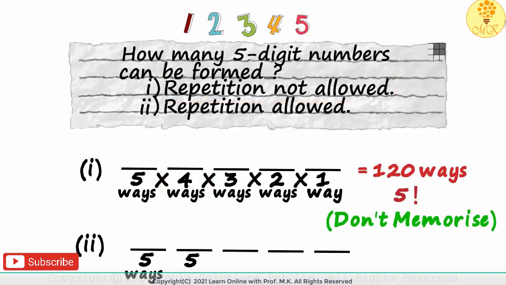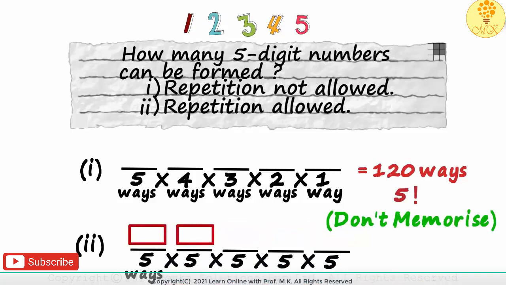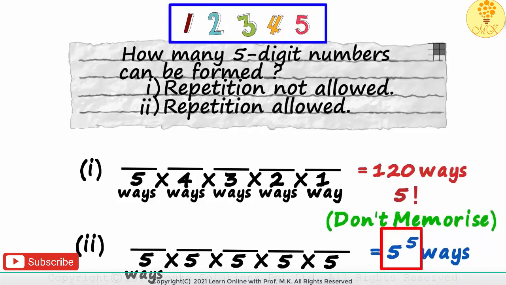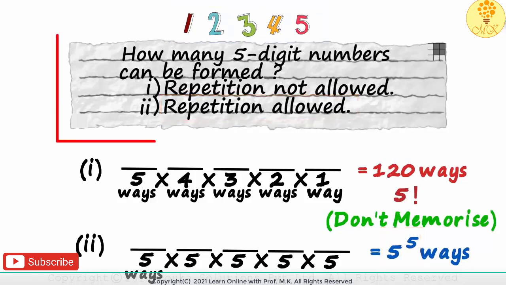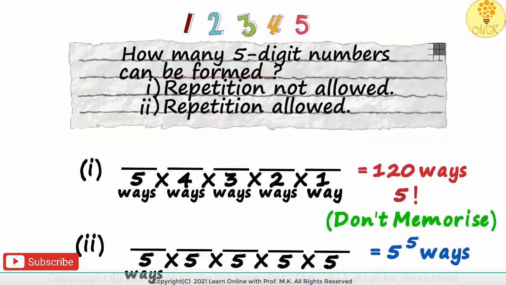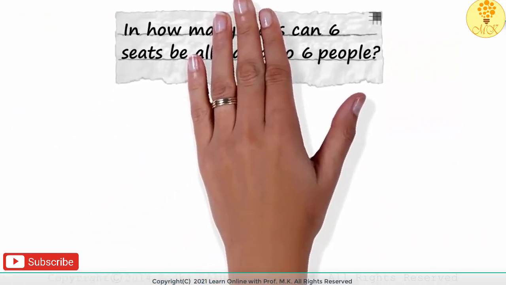In a similar way, the third, fourth and the fifth slots can also be filled in 5 ways each. And we multiply these as we are filling the first and the second and the third slots and so on. We get the answer as 5 raised to 5 ways. We can form these many 5-digit numbers using these 5 digits, provided repetition is allowed. These problems are easy, provided you understand the logic of repetition. Let's look at one last question.